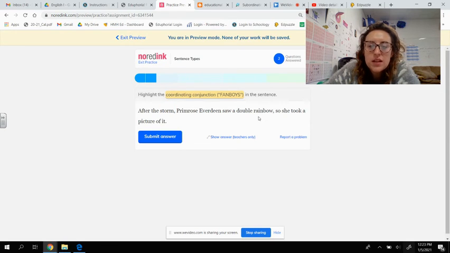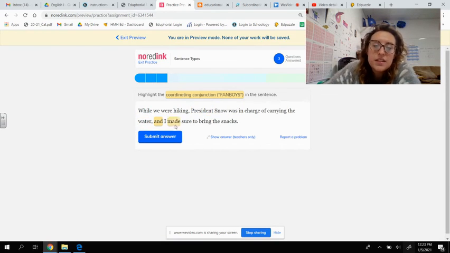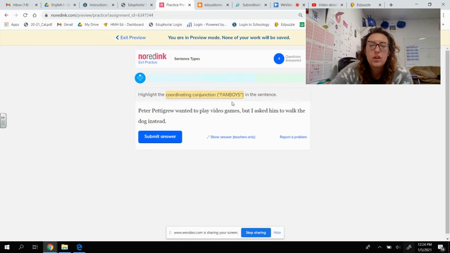After the storm, Primrose Everdeen saw a double rainbow. So she took a picture of it. All right, last one. While we were hiking, while it's going to make it complex, President Snow was in charge of carrying the water, and I made sure to bring the snacks. That's a complete sentence on its own, right? President Snow was in charge of carrying the water. That is a complete sentence on its own, but we have while we were hiking, so that's actually a complex, okay? And then we have this, so this would be a compound complex because we have one complete sentence together with a complex sentence, so it's called a compound complex, okay?